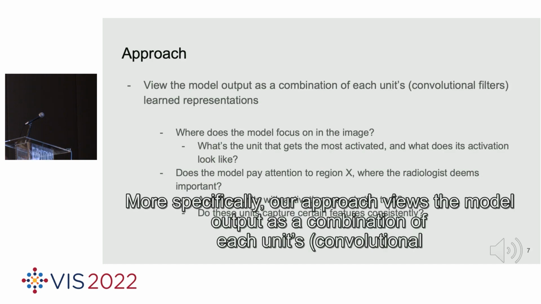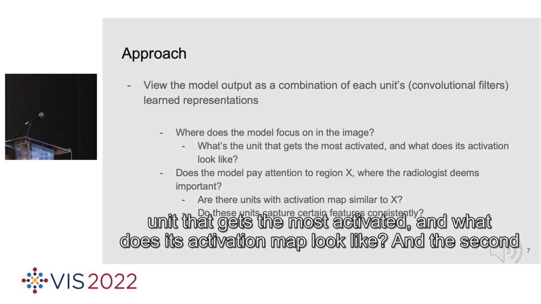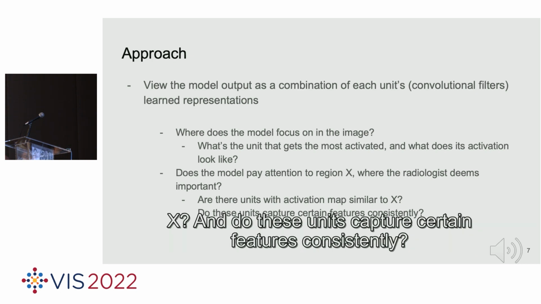More specifically, our approach views the model output as a combination of each unit's, or convolutional filter's, learned representations. So the first question translates to: what's the unit that gets the most activated and what does its activation map look like? And the second question translates to: are there units with activation maps similar to the user-defined region X? And do these units capture certain features consistently?